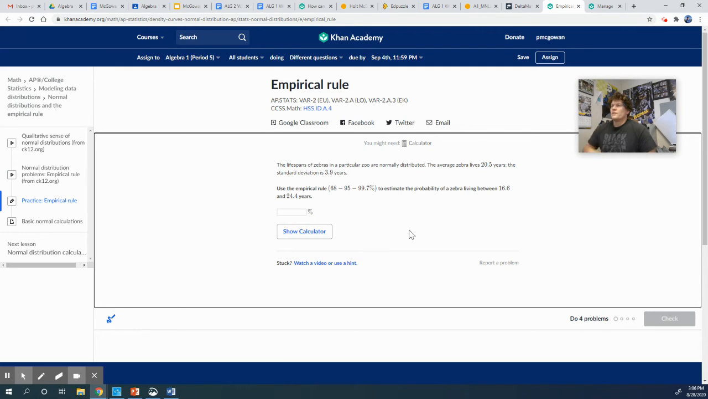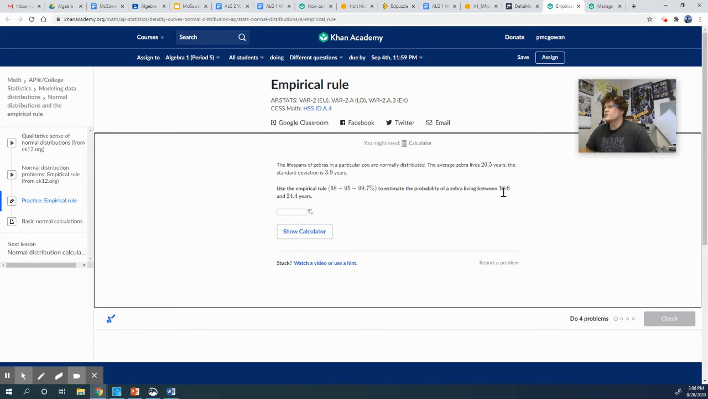So this problem says a lifespan of zebras in a particular zoo are normally distributed. Average zebra lives 20.5 years. The standard deviation is 3.9 years. Use the empirical rule, which is just our normal curve, to estimate the probability of a zebra living between 16.6 and 24.4.